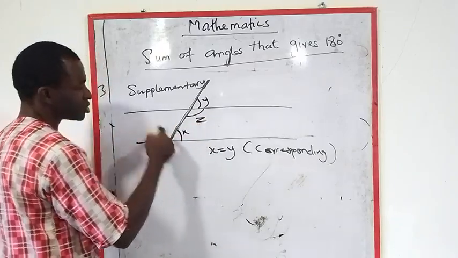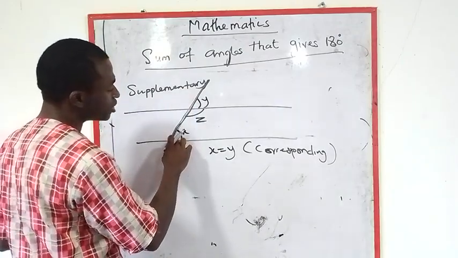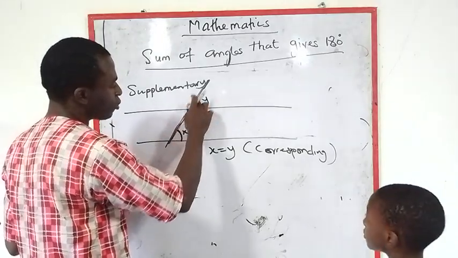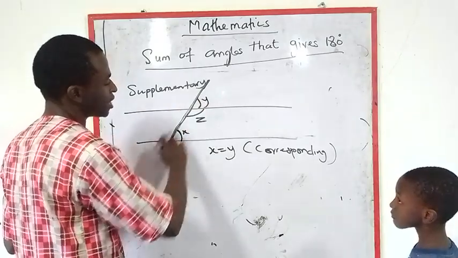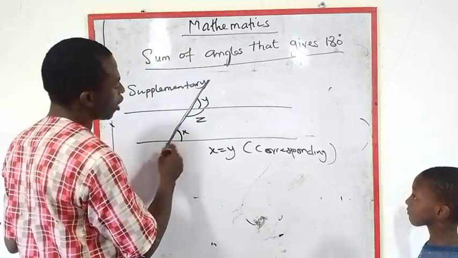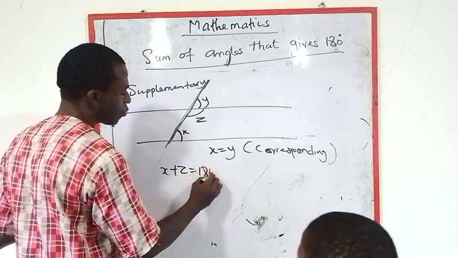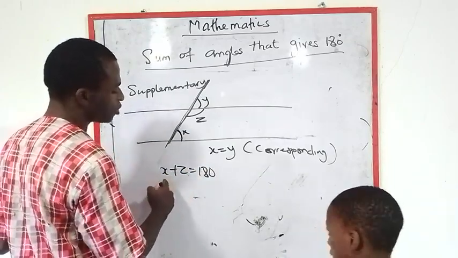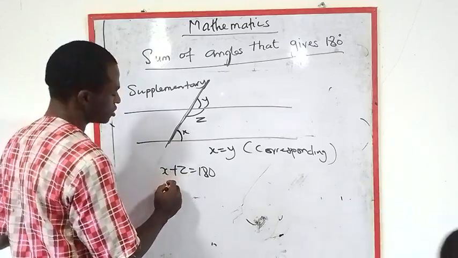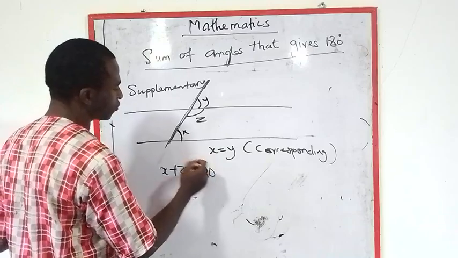Here we are going to see it in this calculation. Now you see that both angles are inside, along the transversal. So what you are going to do is S plus Z equals what? 180 degrees. S plus Z equals 180 degrees. So this is exactly what we're talking about.